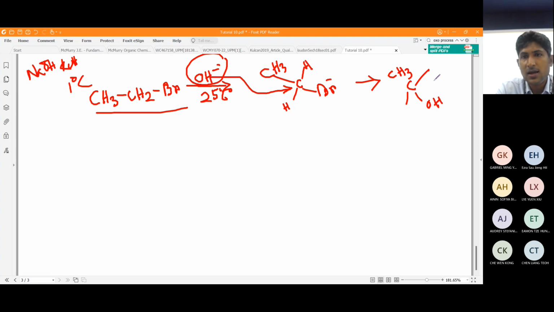It is producing an alcohol, and this bromine is going away with, I don't know what it came up with. It's either sodium or potassium or lithium. It is producing a sodium or potassium or lithium bromide. In this way, the formation is happening.